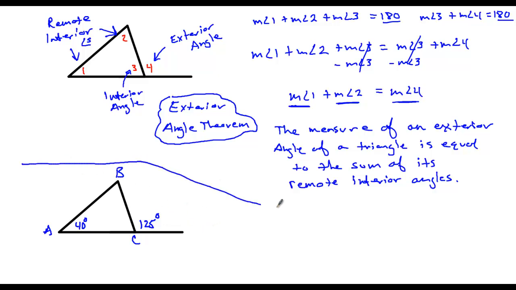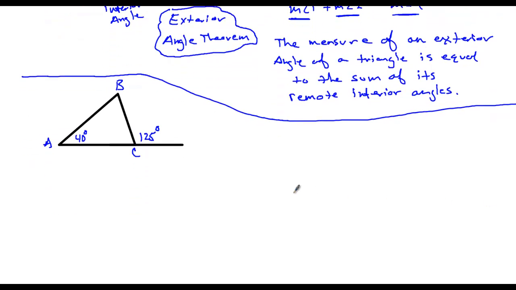And I should probably separate this so you don't think this is part of the theorem. But the question here is, what is the measure of angle B? Well, it's a very easy problem. There's a lot of ways to do it. If we use the exterior angle theorem, we know that 125, the exterior angle, equals angle A, which is 40 degrees, plus X, angle B. We subtract 40, and we get that X equals 85 degrees.